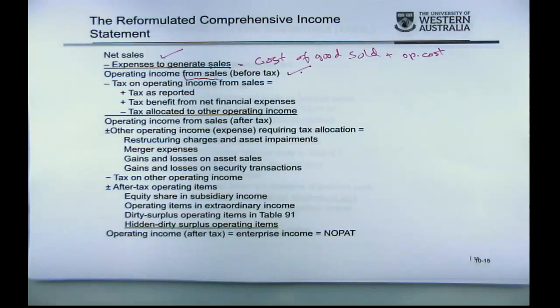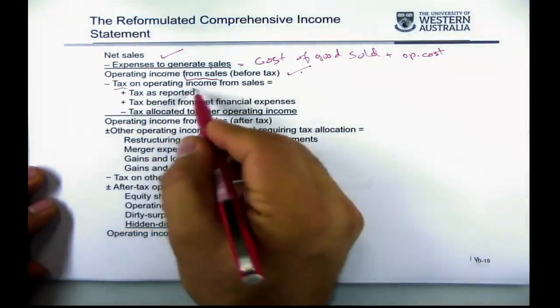The next step is to allocate the tax. We need to split the tax such that we calculate the tax that is on the operating income from sales and the tax on other operating income from sources other than sales. So we need to make a tax allocation. We need to allocate the tax between operating income from sales and operating income from sources other than sales. Okay? So this is how we calculate the tax on operating income from sales.